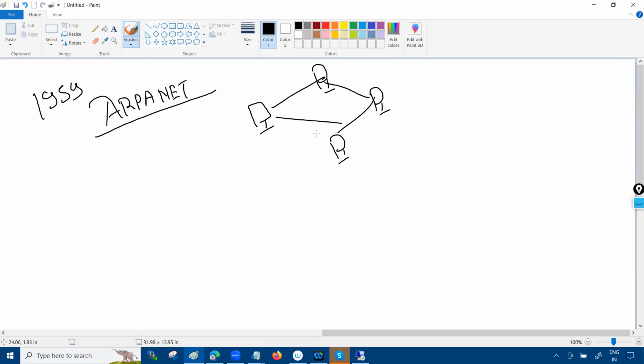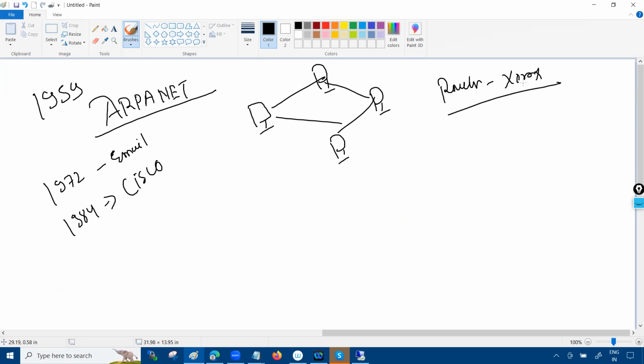And gradually, the demand comes in the picture. In 1972, the first email exchange happened. 1984, what do you think? Who came in the picture? Cisco. Neither around 1972 or 1975, I'm not able to recall the exact date, but the first router was introduced by which company? Xerox. It was not Cisco, it was Xerox.